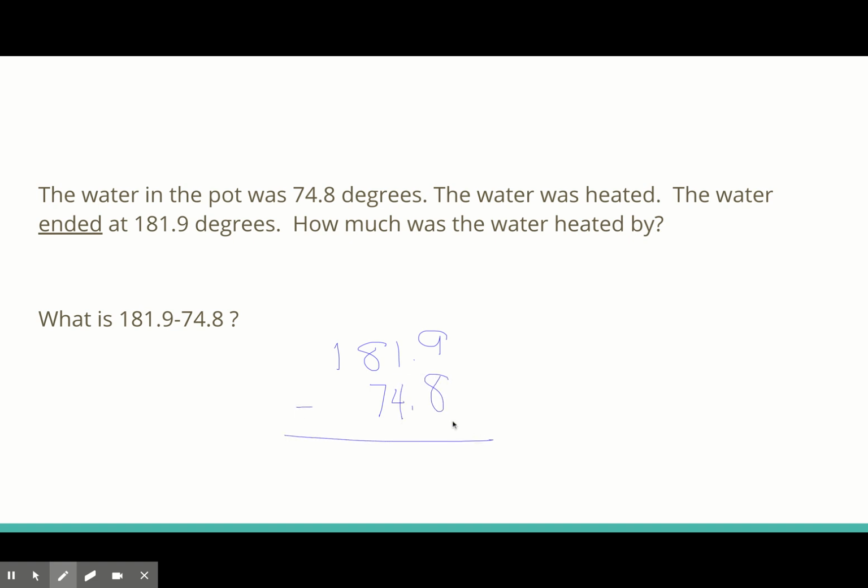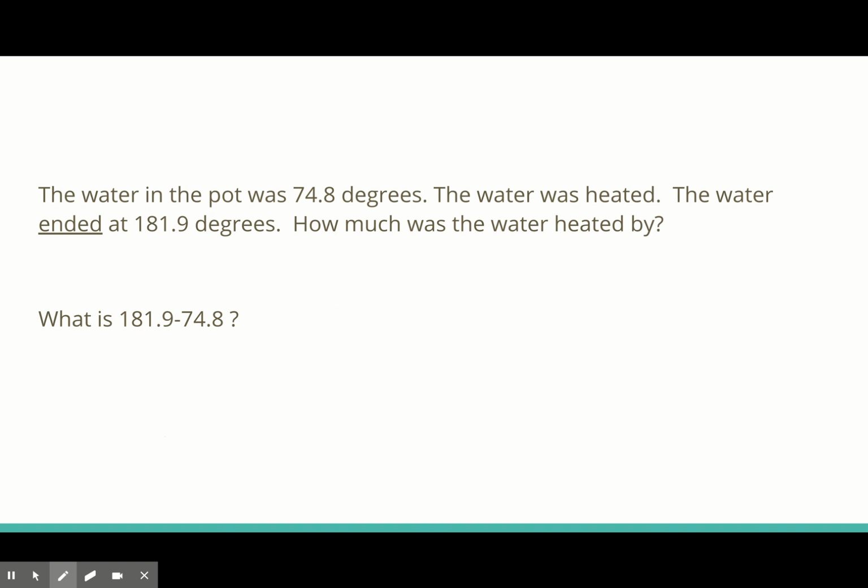All right. Taking a look at that, subtracting as you need to, right? And then, all right, so your answer is going to be 9 minus 8 is 1. We're going to have to regroup here. 11 minus 4 is 7. 7 minus 7 is 0. And 1 minus 0 is 1. So our answer then is 107.1 degrees. So that's how much hotter it got.